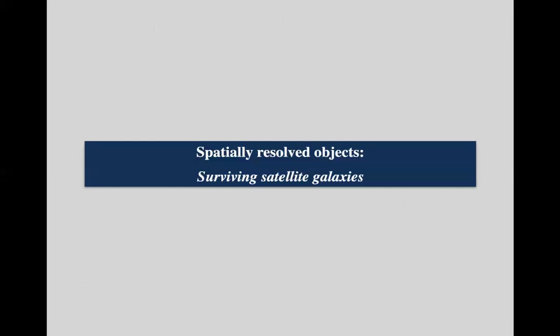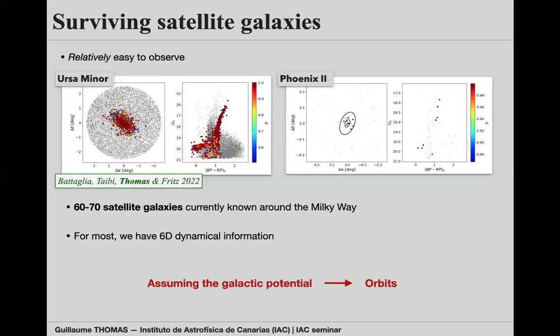So, spatially resolved objects. Let's speak first of surviving satellite galaxies, so galaxies that we still see orbiting around the Milky Way. As I was saying, they are relatively easy to observe. For some classical dwarfs, it's relatively easy. That's from the paper that we published with Josefina a couple of years ago.